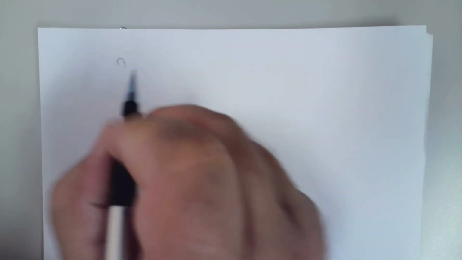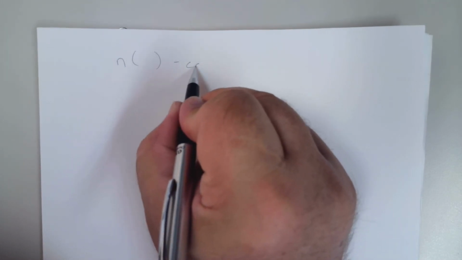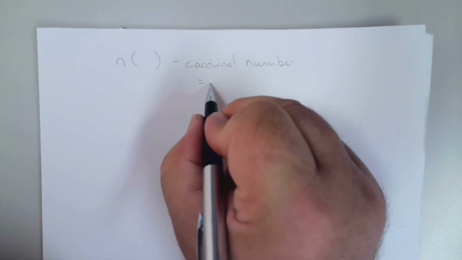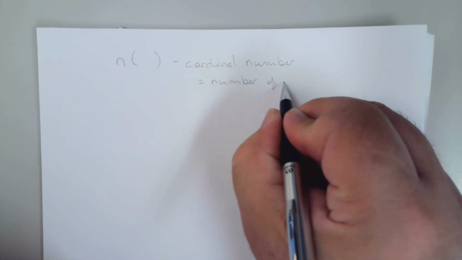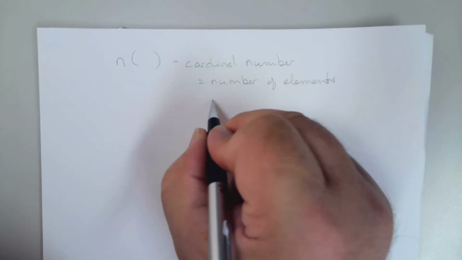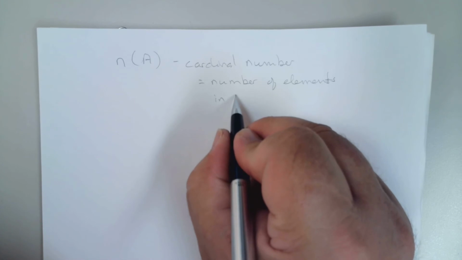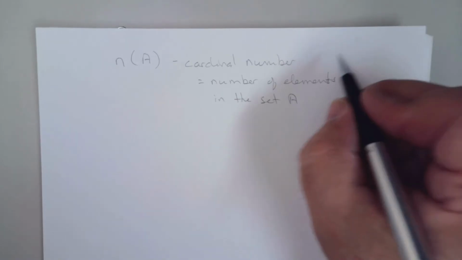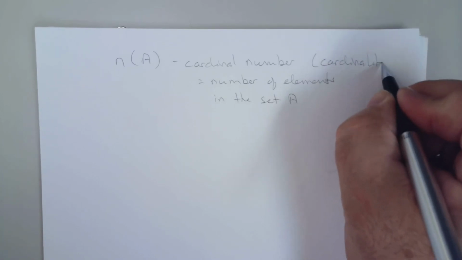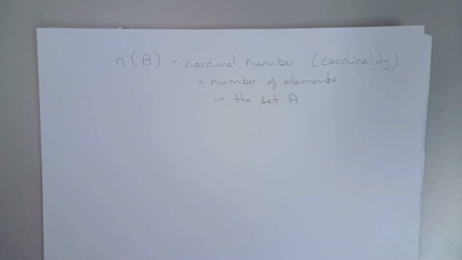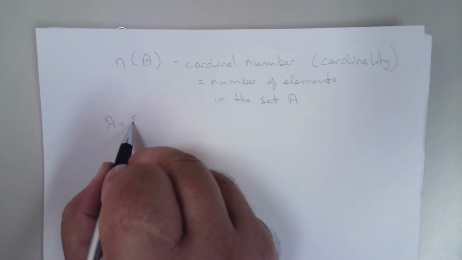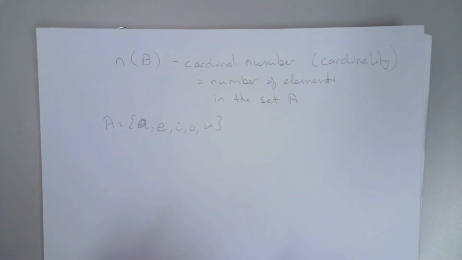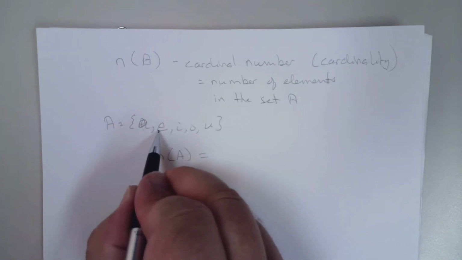Whenever you see that symbol, that means cardinal number. Basically, it says the number of elements in, let's see, we have that in the set A. So whatever's inside there is a set. The cardinal number, or the cardinality, is how many numbers are in the set. So if set A consisted of A, E, I, O, U, the cardinality of A, 1, 2, 3, 4, 5, is 5.